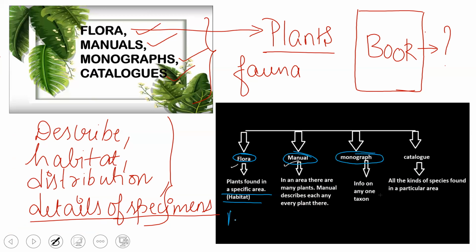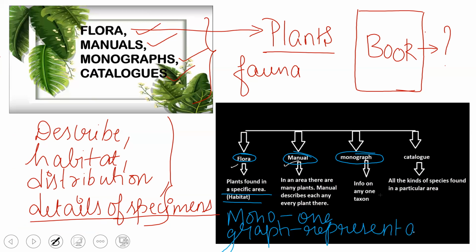The word mono means one. The word graph is something which will represent. It's a representation. So here monograph is something related to the information of any one taxon. It may be any one taxon, that is called a monograph.